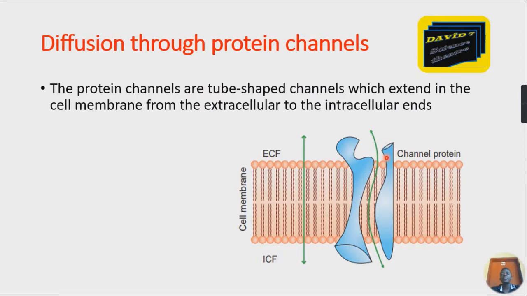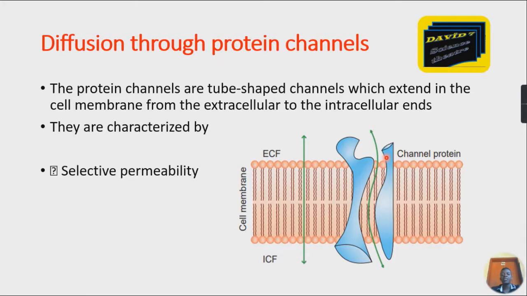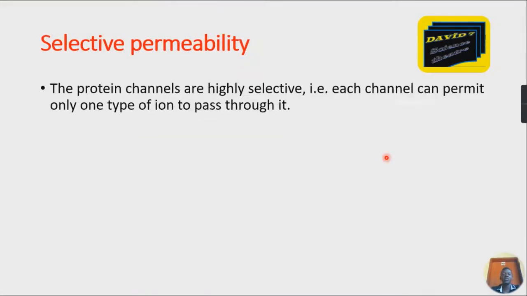The protein channels are tube-shaped channels from the extracellular to the intracellular end, and they are characterized by, one, selective permeability, and two, a gating mechanism. We are going to talk about the gating mechanism and about the selective permeability of the protein channels. We're still talking about simple diffusion. We haven't switched to facilitated diffusion.